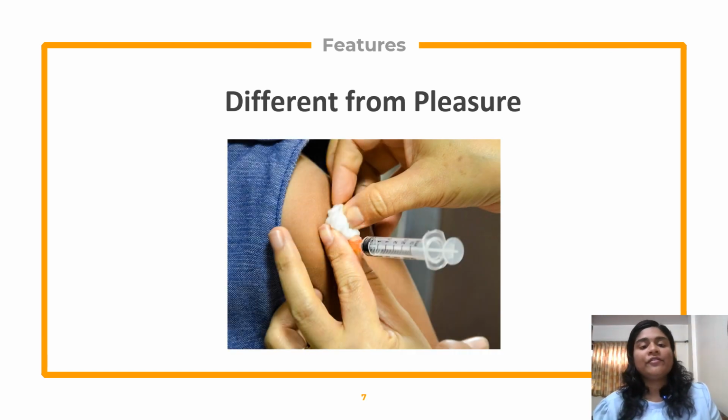Utility is different from pleasure. For example, we do not like having bitter medicines. But these bitter medicines have utility. It cures us. We do not like injections. They are painful. Although they are painful, they have some utility for us. So, utility is way different from pleasure, way different from usefulness.